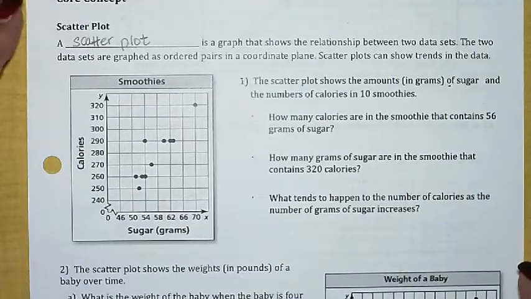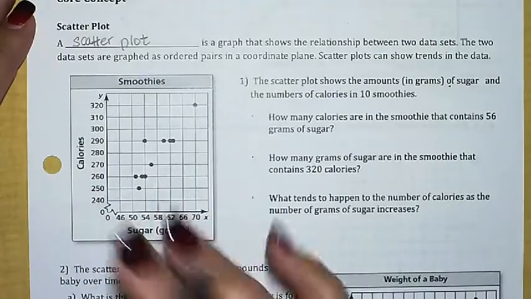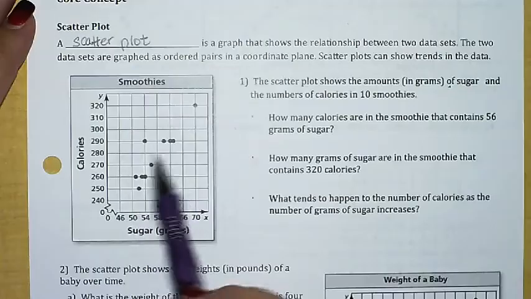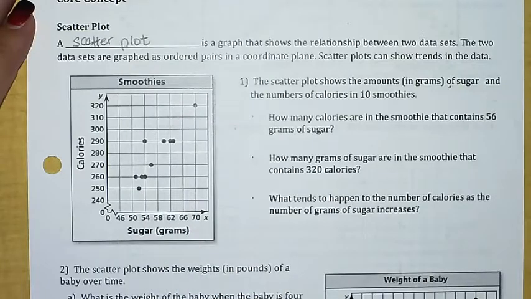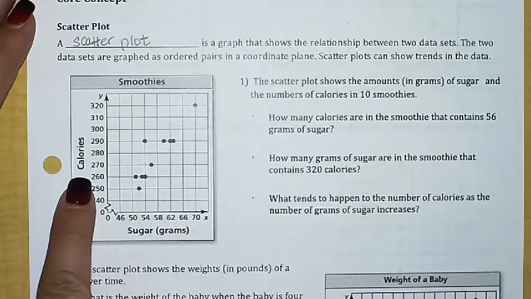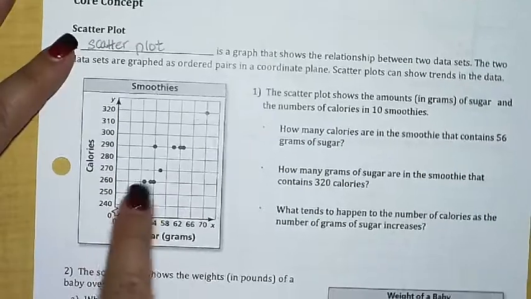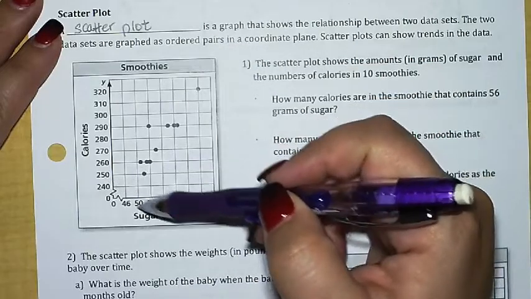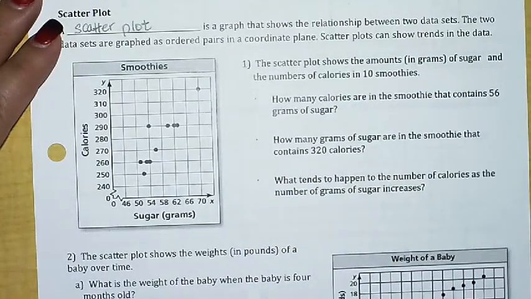So let's take an example really quickly, just reviewing how to read a scatter plot. The scatter plot here shows the amount in grams of sugar versus the number of calories for 10 different smoothies. So they compared how much sugar it has to how many calories, and they did that for 10 smoothies.